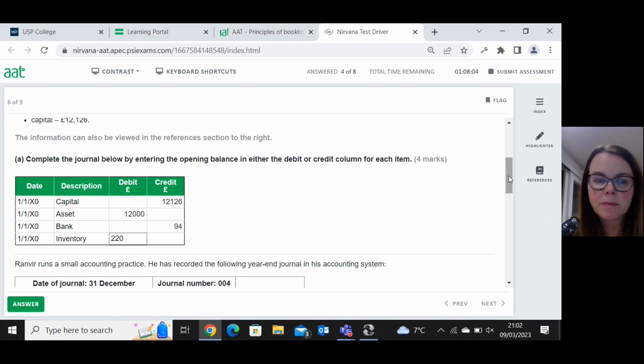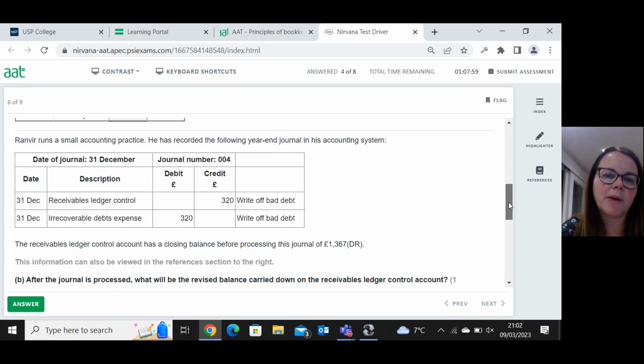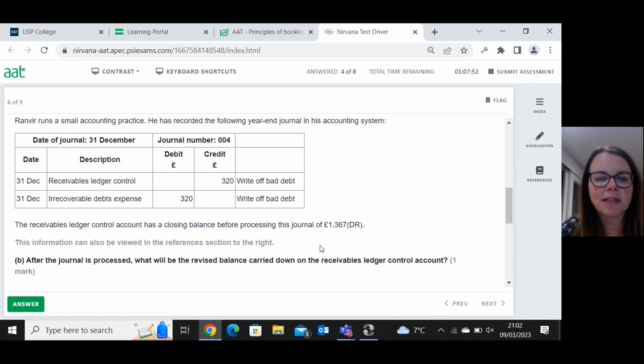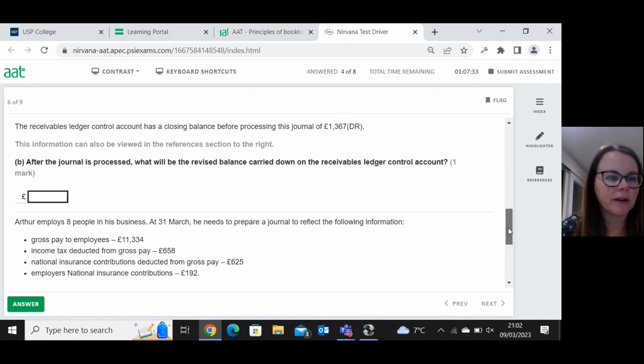Here we go. Right, Ranveer runs a small accounting practice. He has recorded the following year-end journal in his account system. The receivables ledger control has a closing balance before processing of 1367 debit. And we've got to credit that account with 320. So 1367 take away 320 gives us 1047.